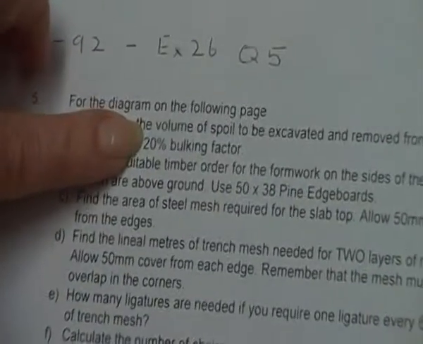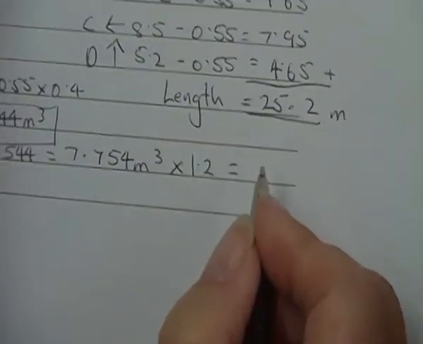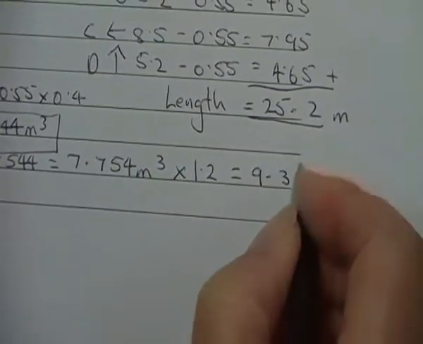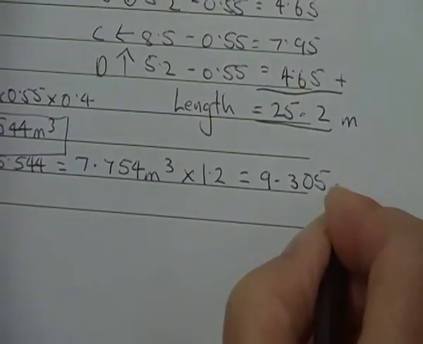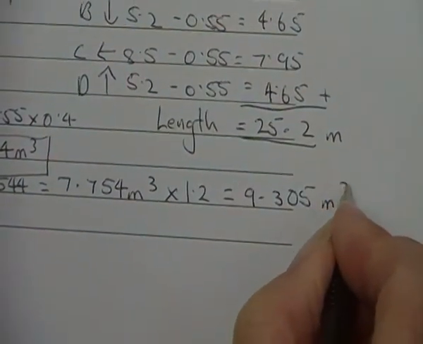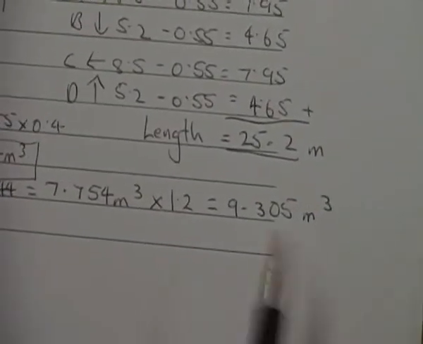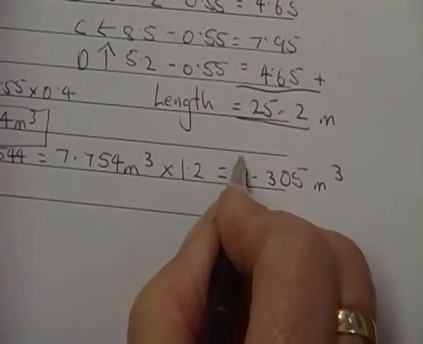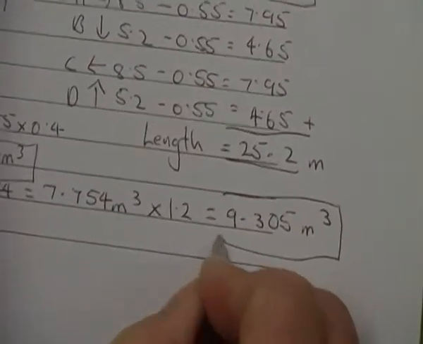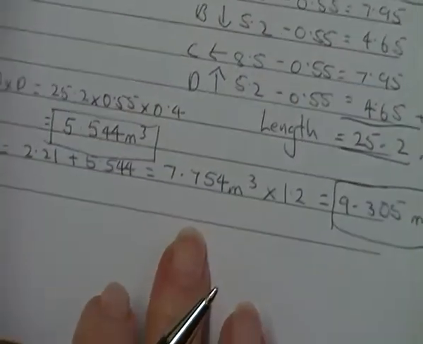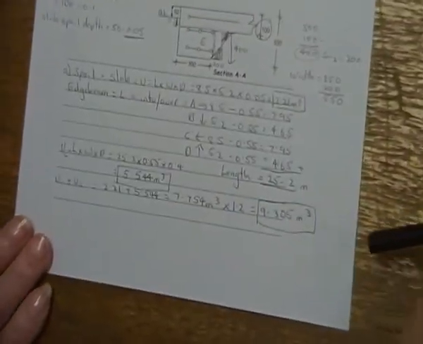Now we haven't finished. When we go back to the question, it says 20% bulking. So I'm going to times that by 1.2 for the 20%, and then that's going to give us 9.305 metres cubed. Okay, now in the question it doesn't ask us to round up, so I'm going to leave that as my answer. So you really should highlight any answers you have. Okay, so that's my answer for A. Now it's taken all that work there, but I'm going to use some of this answer again.